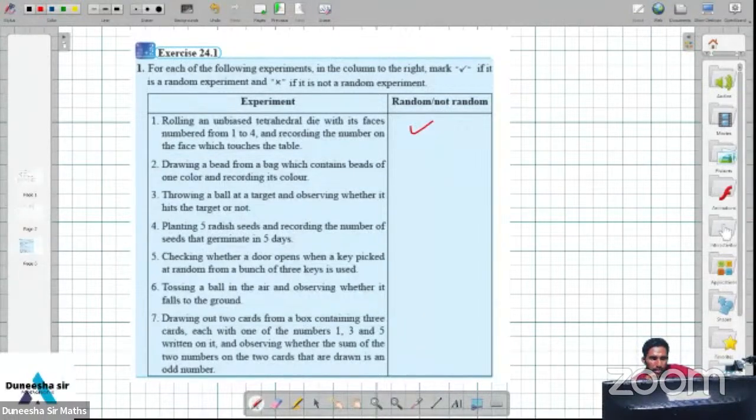Beads from a bag which contains beads of one color and recording its color. Is it random?